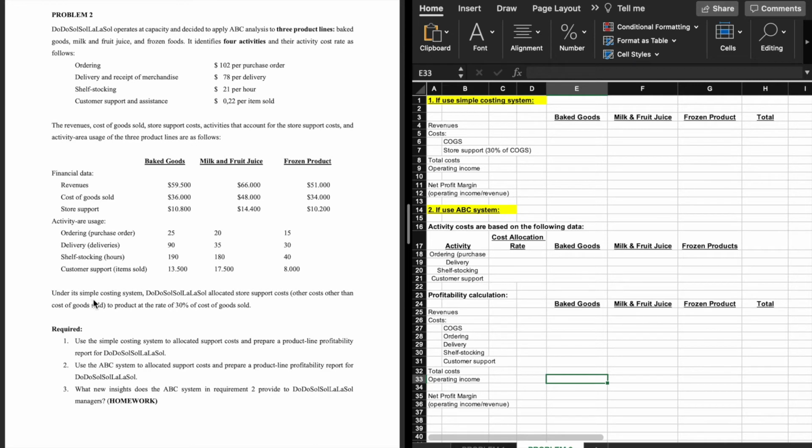And under its simple costing system, Dodo Sol Sol Lala Sol allocated store support costs to product at the rate of 30% of cost of goods sold. First, we are asked to use the simple costing system to allocate support costs and prepare a product line profitability report. So to allocate the support costs, we just need to input the revenue, the same as the given information here, for each product line. And for the cost of goods sold, it's the same.